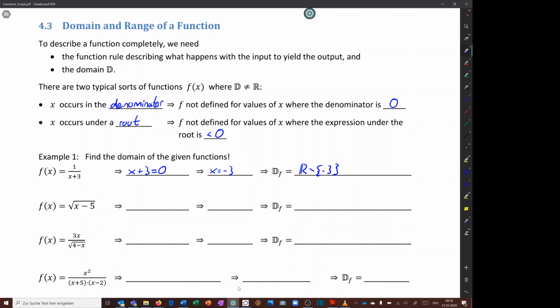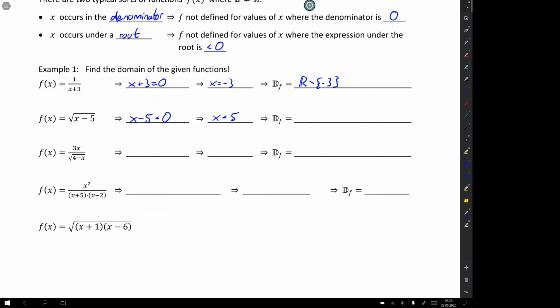Here come the results. Here we have x under the root, so the problem is if x minus 5 is smaller than 0, which means if x is smaller than 5. This means the domain is whenever x is larger than or equal to 5, so we can write it as all the x's where x is larger than or equal to 5, or, using interval notation, from 5 to infinity.